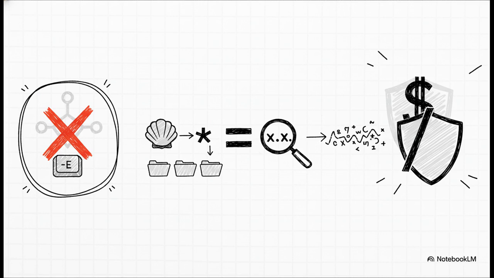Second, don't mix up shell wildcards, like the star in ls *.txt, with regex. They look alike, but they mean different things. And finally, if you actually need to search for a character that's special in regex, like a $, you have to escape it with a backslash. That tells grep, hey, treat this as a normal character.